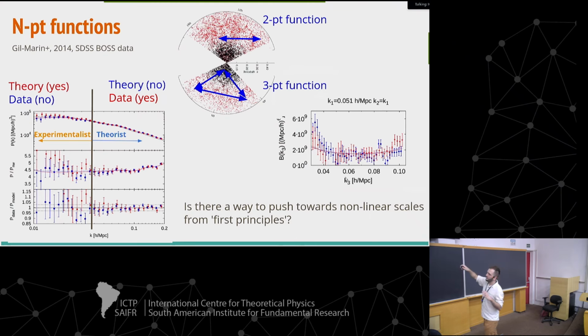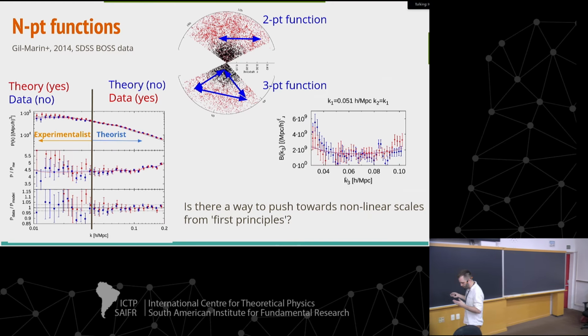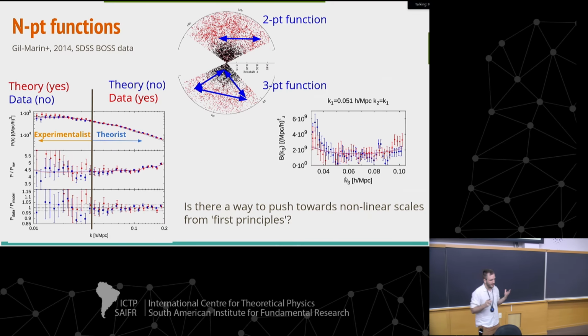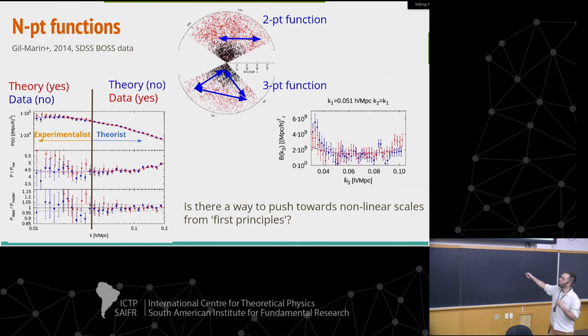So there are two main perspectives when you work on this field. You can either be an experimentalist, in which you try to push this line.